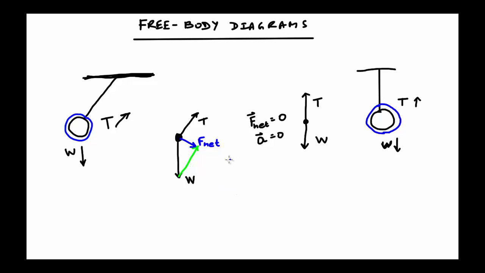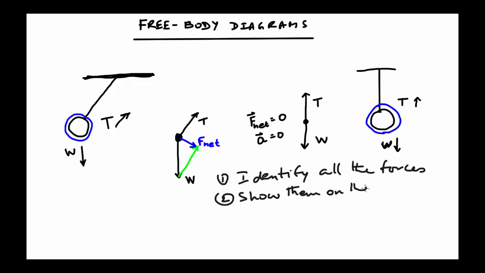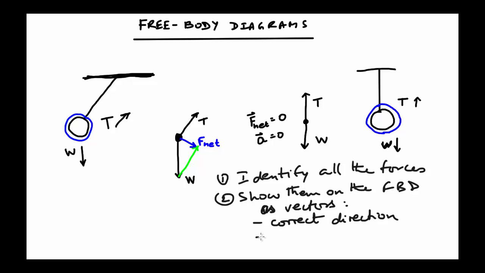So even though the free body diagram could be stated very simply, all we do is identify our object as a dot and show all the forces acting on it. We got to make sure that as a first step, we identify all the forces acting on the object, and then two, show them on the free body diagram as vectors, which means we got to show them in the correct direction, and we got to show them with the correct relative magnitude, which would be the relative lengths of the arrows. And what's correct has to fit with what is happening with the object.